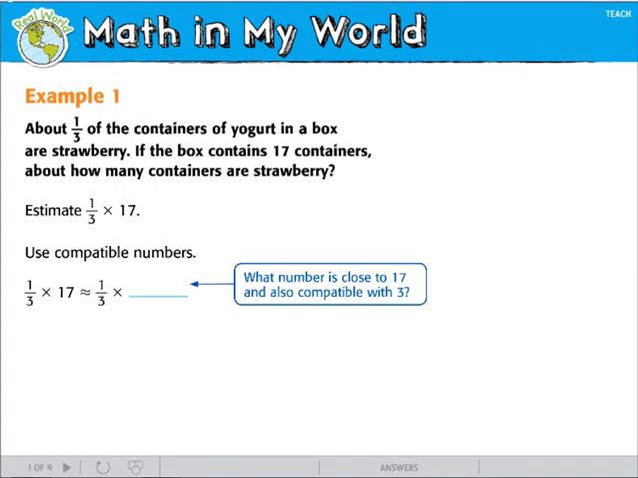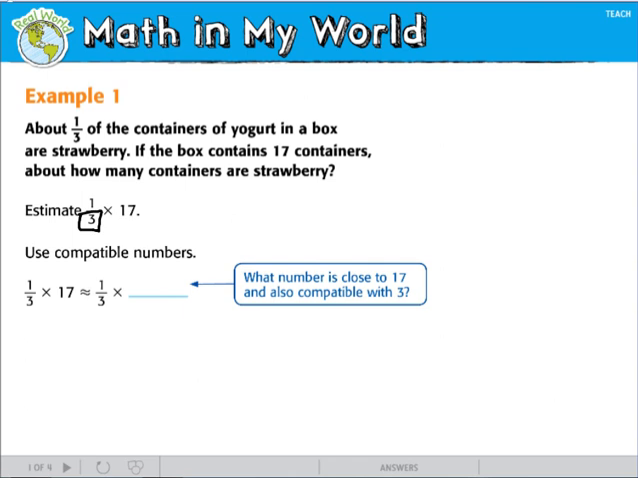Now, about 1/3 of the containers of the yogurt box are strawberry. This is in your book. If the box contains 17 containers, about how many containers are strawberry? So, when we are estimating, we always look at the denominator. This is 1/3 of 17, or 1/3 times 17, because in multiplication, we can swap them, correct?